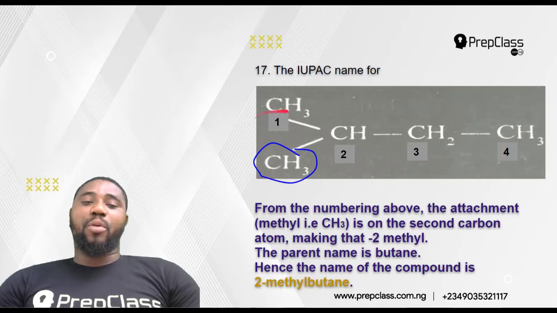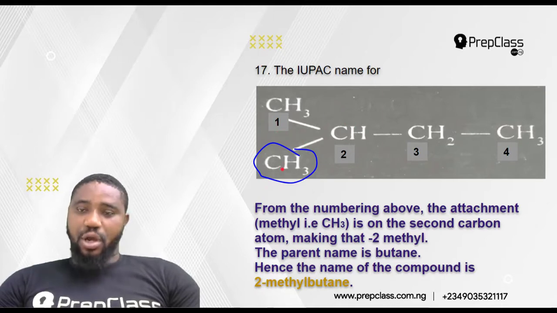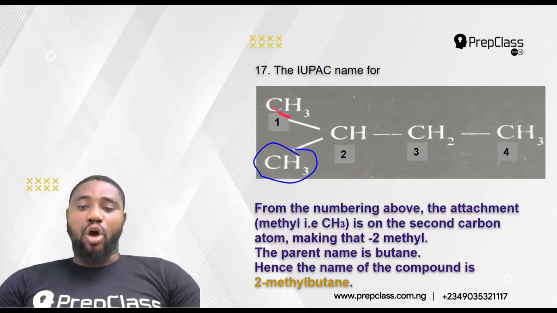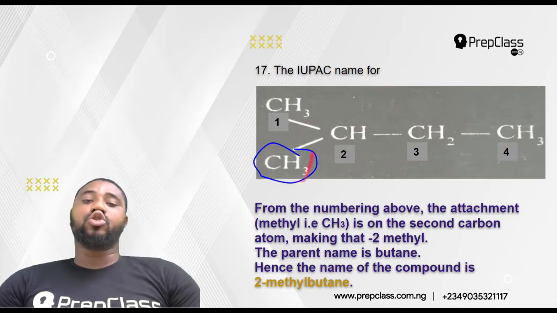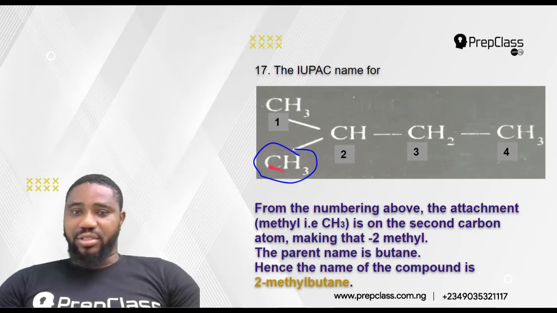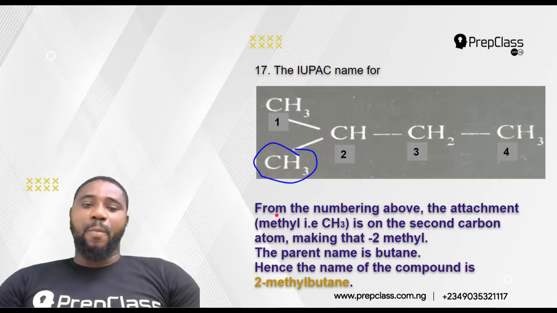But I decided to number from the front to give this attachee a small number, 1, 2. It actually becomes 2 methyl. But if I had numbered from behind, it will be 3 methyl, and that's wrong because it must have the smallest possible number. So you have to number from the front. That becomes 1, 2, 3, 4, and that actually becomes 2 methyl. The name of this attachee is an alkyl, CH3. That's the first member, methyl. So from the numbering above, the attachment methyl, which is CH3, is on the second carbon atom.